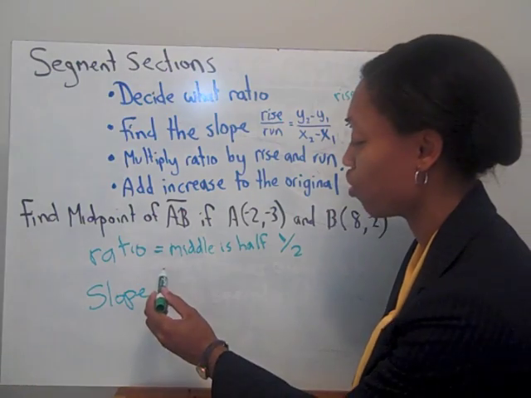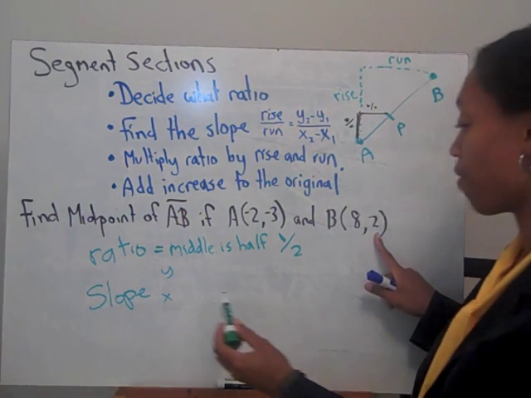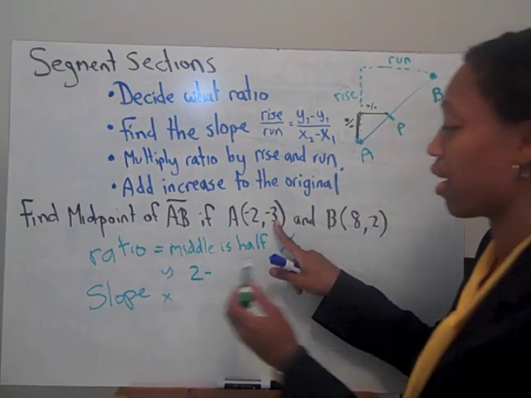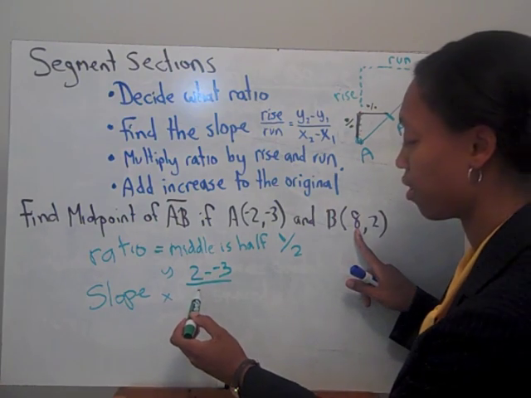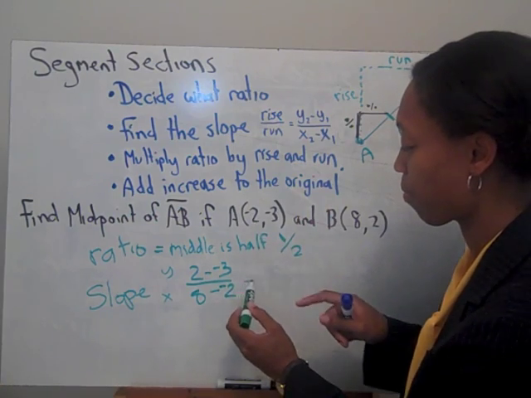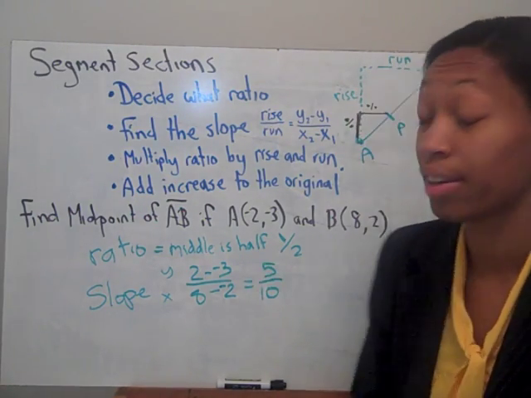My slope is my change in y over my change in x. My y values end at 2 and start at -3. And my x values end at 8 and start at -2. That gives me a slope of 5 over 10.